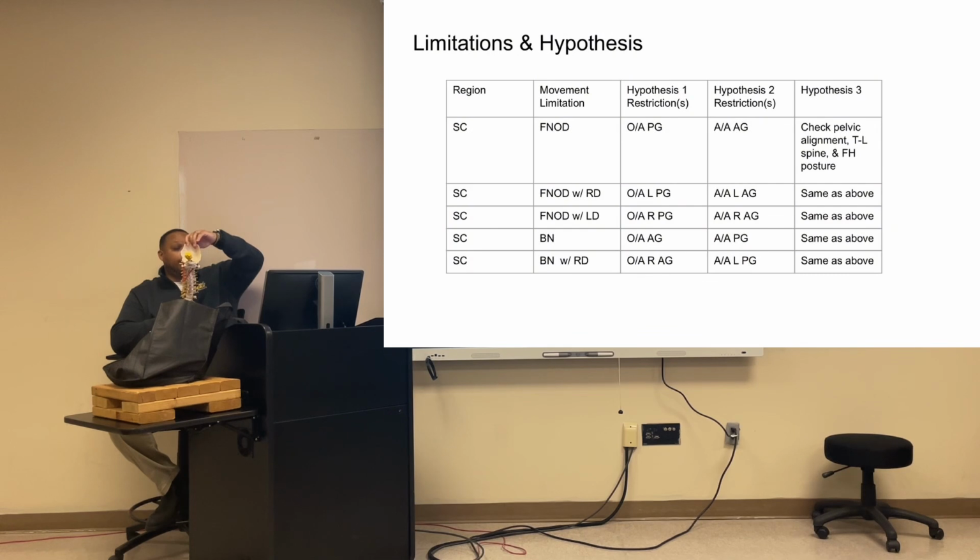At the OA, if I'm deviating to the right, the right side has to be able to do an anterior glide as well. So if the anterior glide is restricted on the right and the left side continues to anteriorly glide, I'm going to deviate to the right.